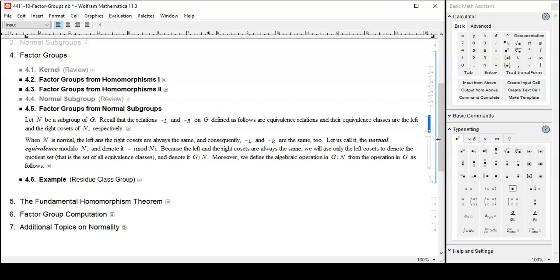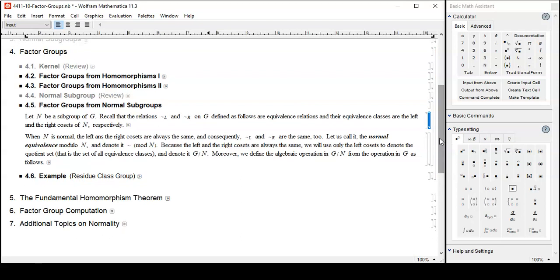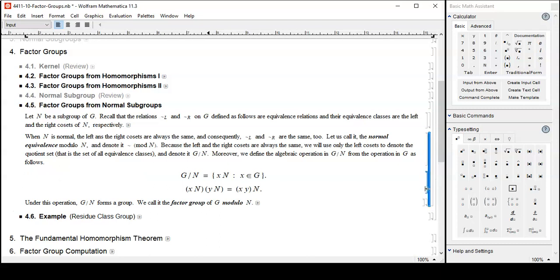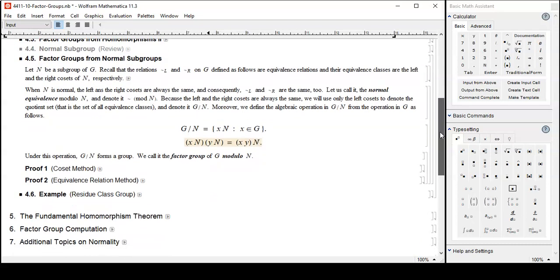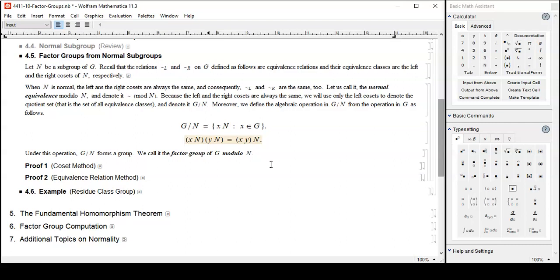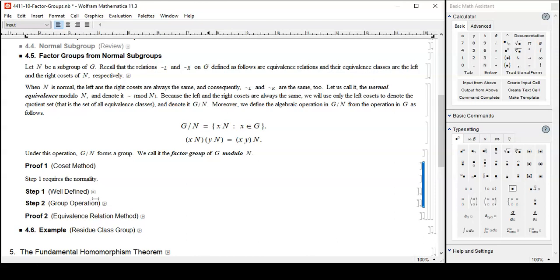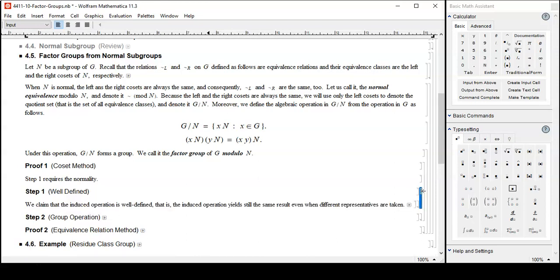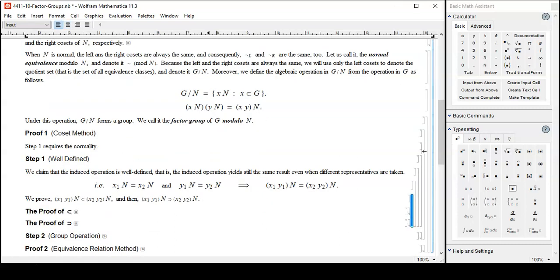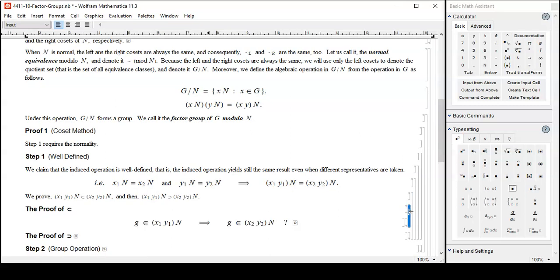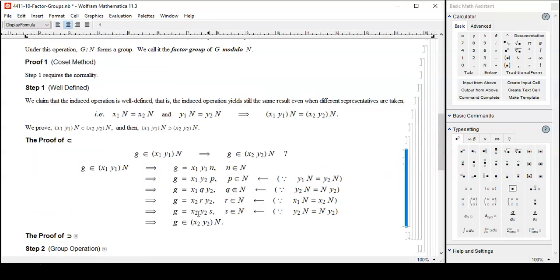We completed section 4, but there's still one more topic to go. We proved that this is well defined and it defines a group through the coset method. We proved that this is well defined through coset computation, like this. You see the coset computation.